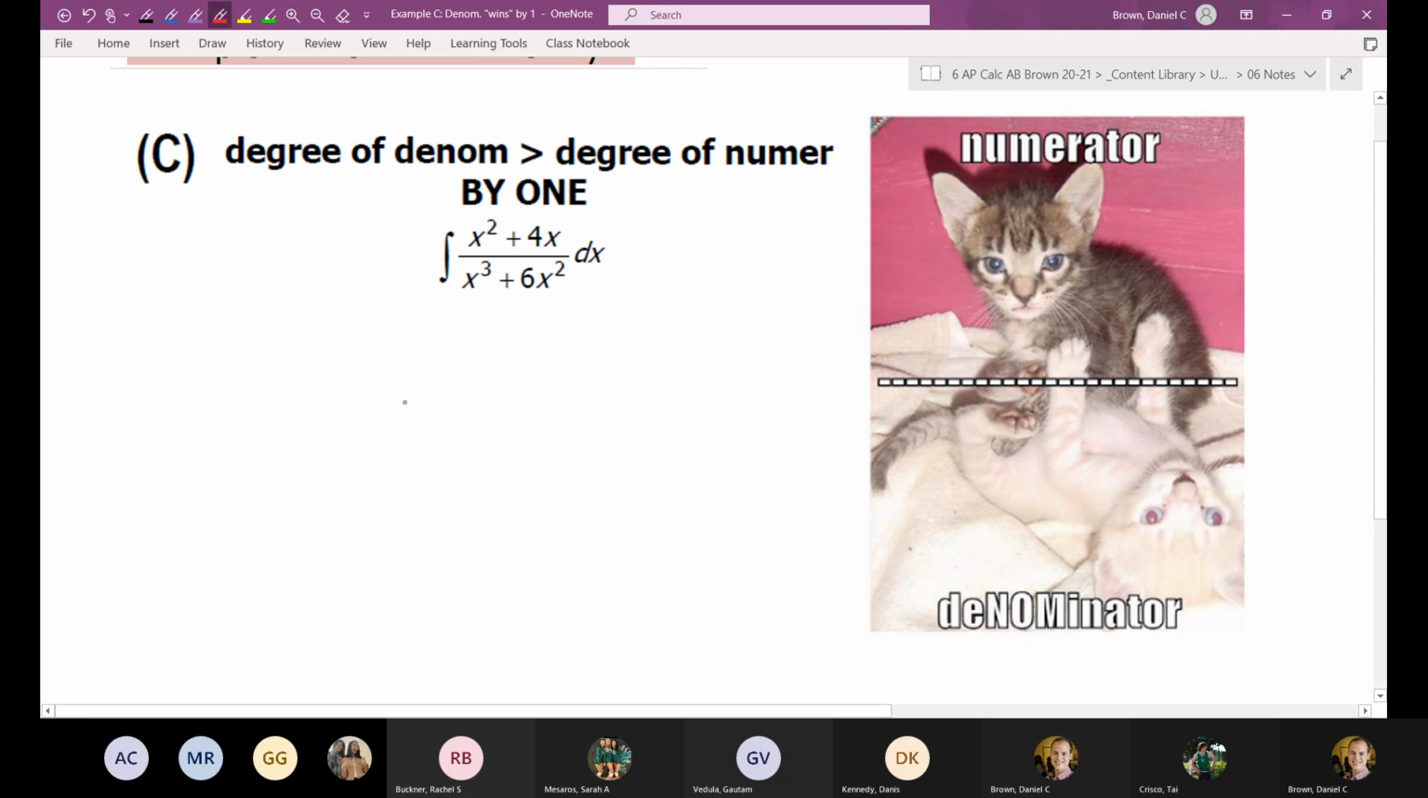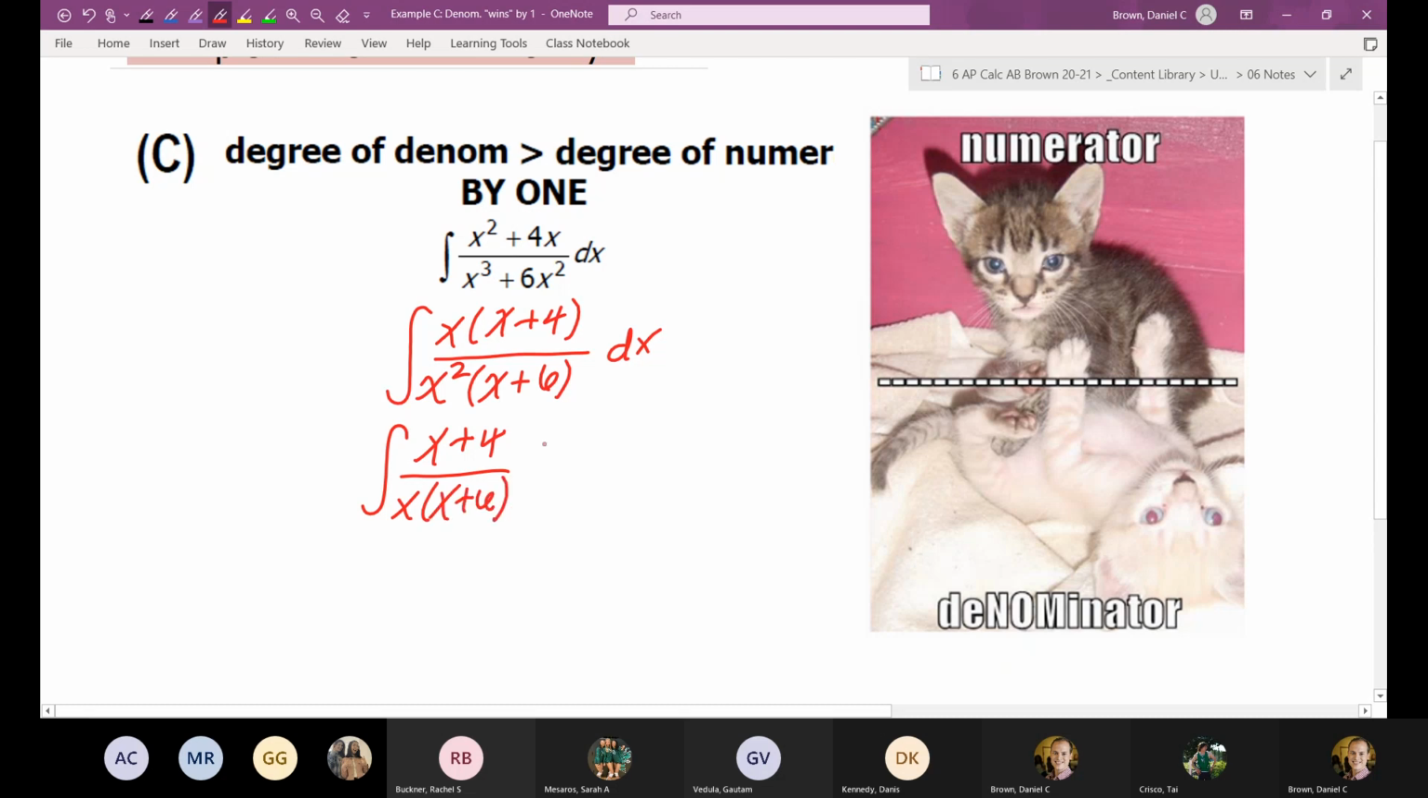In that numerator, what do they have in common? They just have an x in common, and we have this x plus 4. In that denominator, they have an x squared in common, and we have this x plus 6. Simplifying it, that's going to give me x plus 4 over x times x plus 6. Okay, we did that, now what?